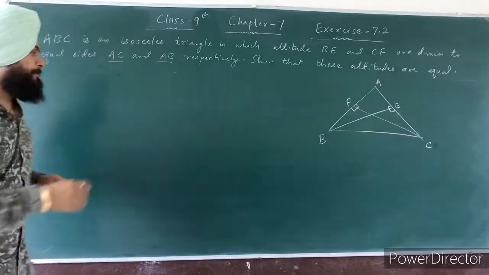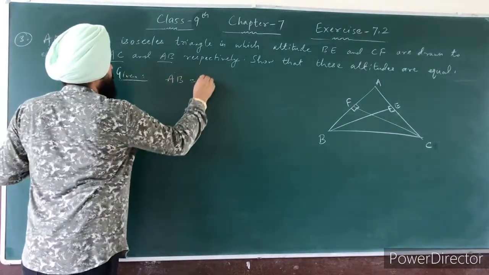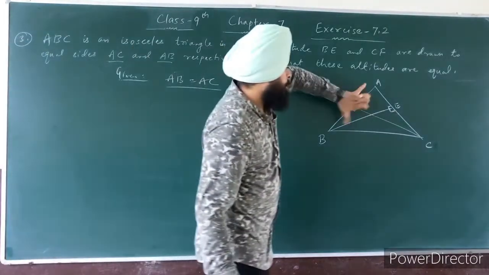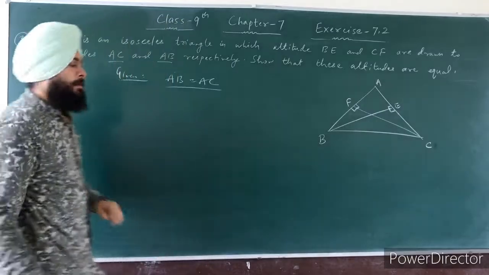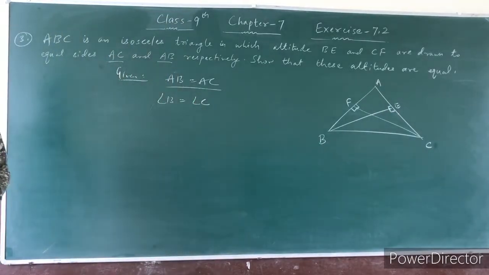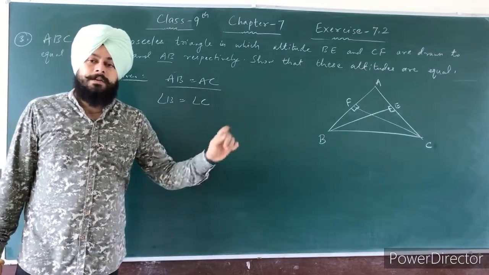It is given. AB equal to AC. Alright. So if AB equals AC, then what? Angle B equals angle C. Yes or no? So what is the property? Angles opposite to the equal sides are equal.